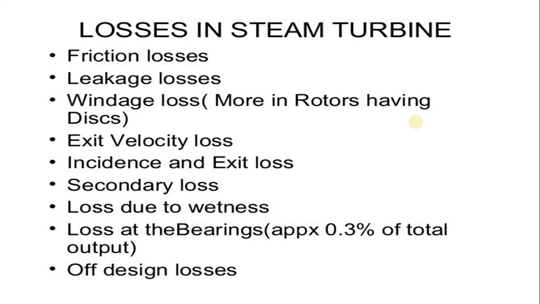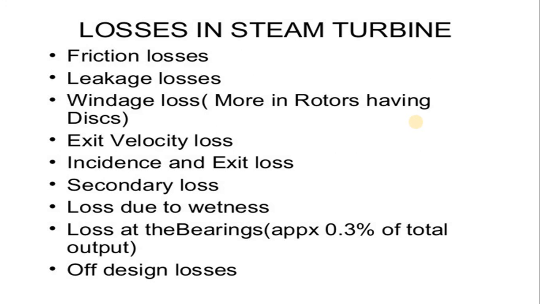In order to supply the steam from one point to another, joints and pipelines are used, so there are some chances of leakage through each joint. Then there are windage losses, which are greater in a rotor having a disc, because of disc friction and rotor friction. Exit velocity loss, because of friction, is a major loss. Incidence and exit loss occurs when the steam enters through the nozzle area and leaves the blade, during both entry and exit. As well as that, there are losses due to wetness. If the steam has some wet contaminant, then definitely it affects the performance. This is the wet loss.